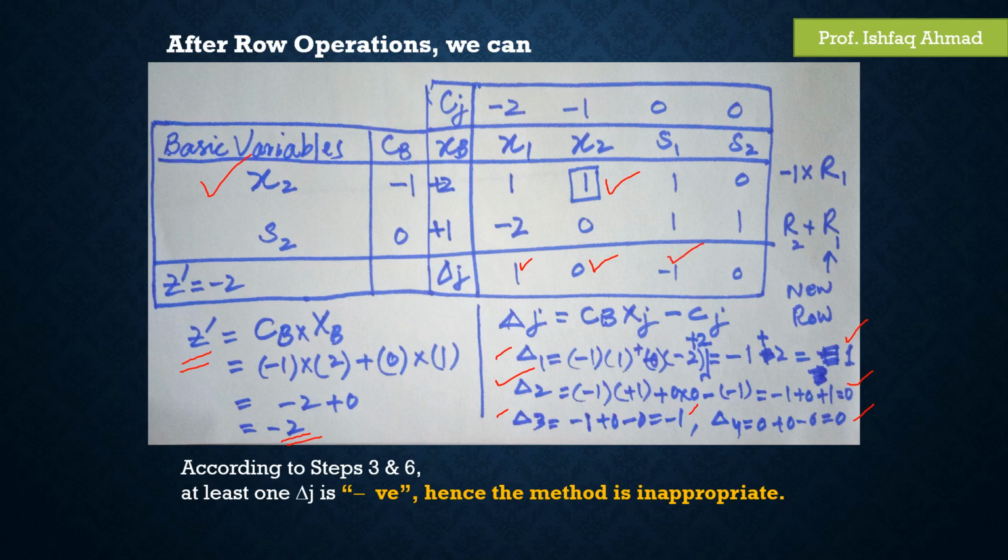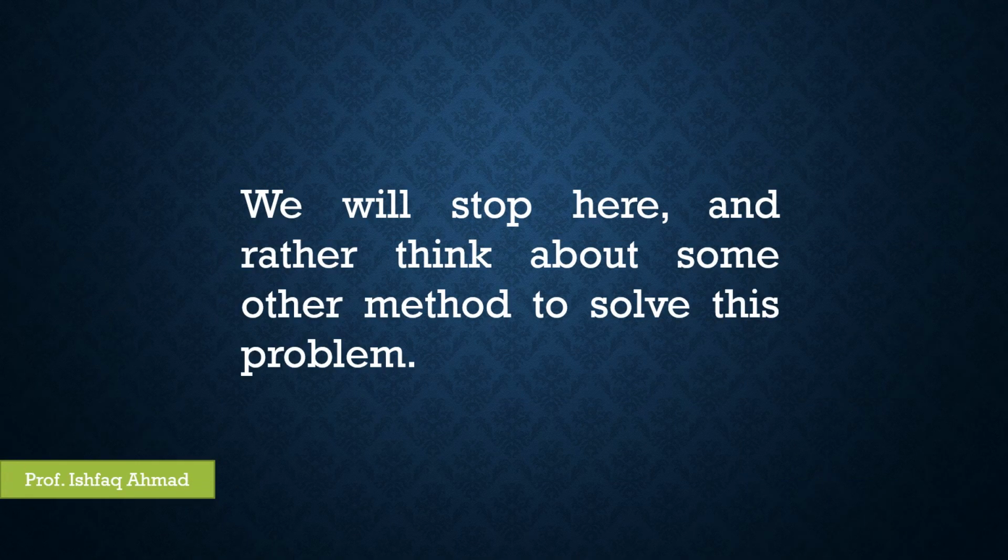As step 3 says, if at least one delta j is negative, then this method is inappropriate to solve this problem further. So at this stage, by using that procedure, we are not able to find the solution. So we'll stop here as delta j is negative, and rather think about some other method to solve this problem.